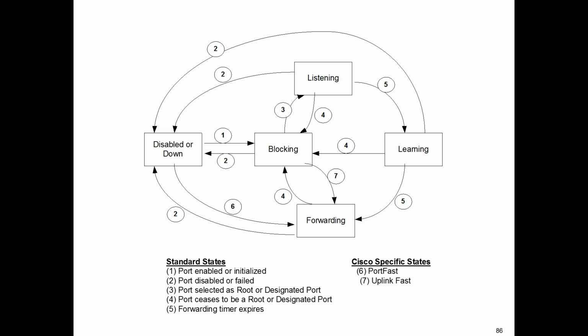So here is our little diagram for our standard states. Step 1: port enabled or initialized, which may transition into blocking initially. Step 2: port will be disabled or failed. 3: port selected as a root or designated port. 4: port ceases to be a root or designated port. 5: forwarding timer expires. The more Cisco proprietary ones are our PortFast and our UplinkFast. So this is what I mean by STP is complex.